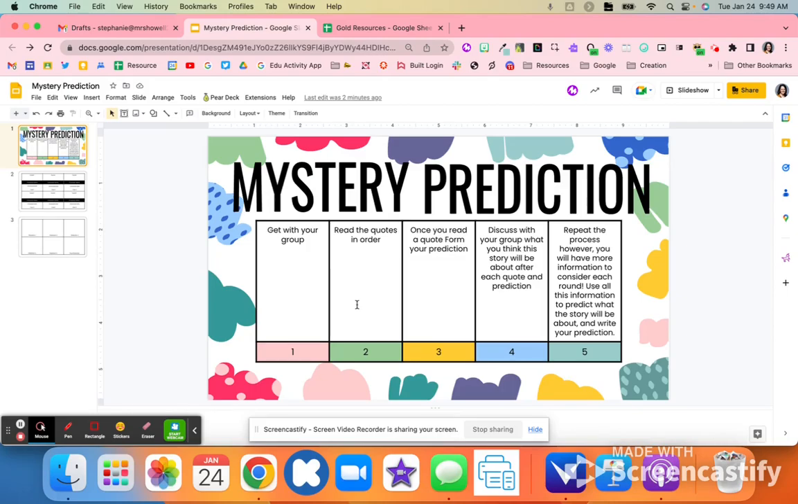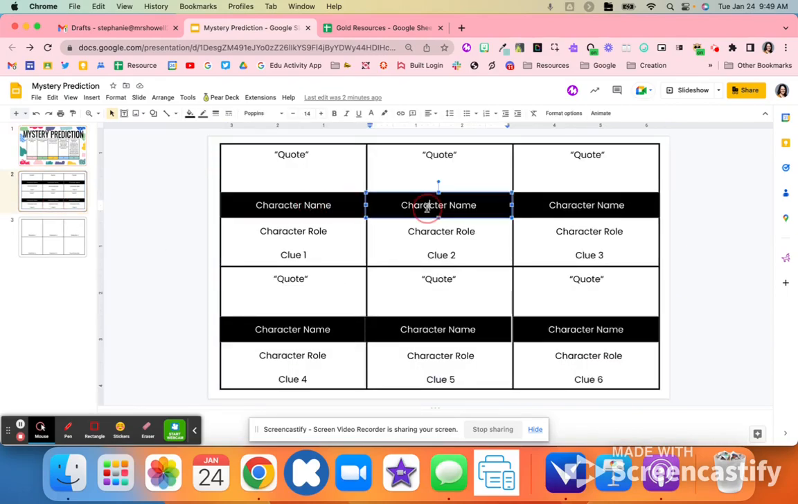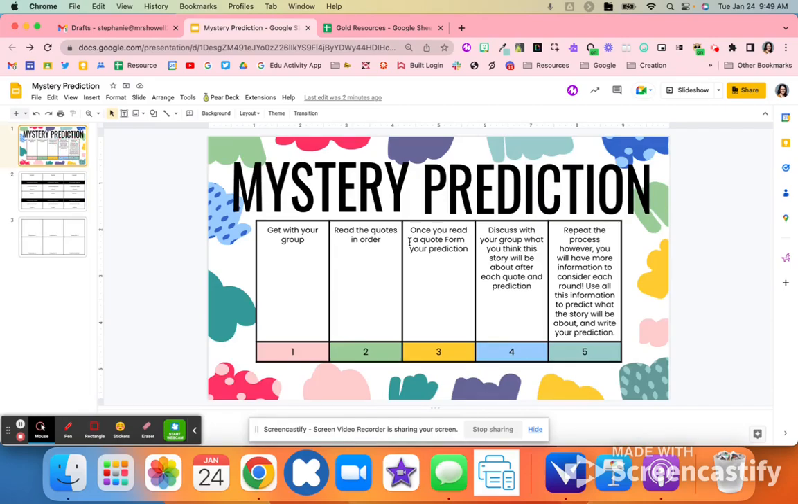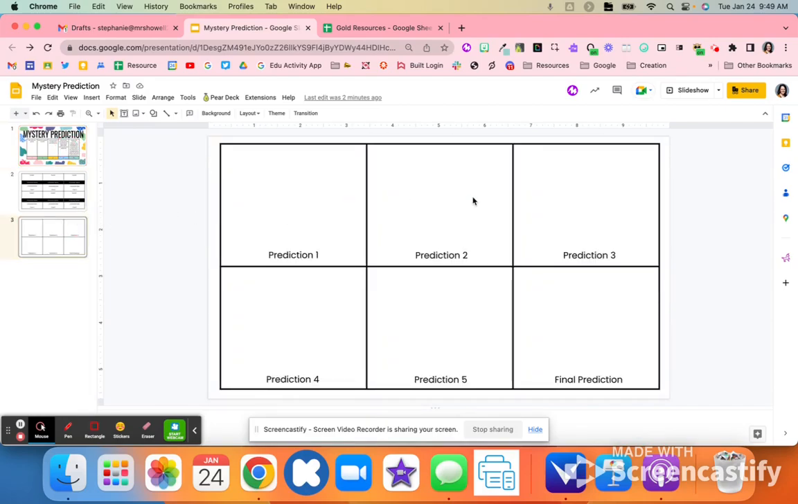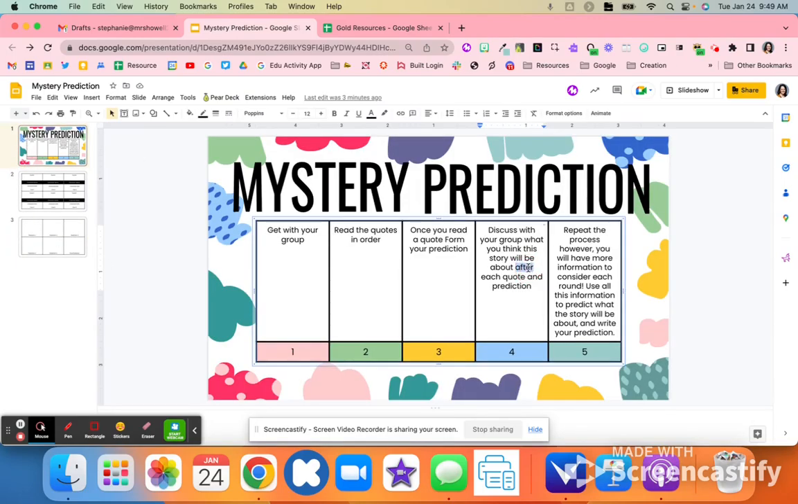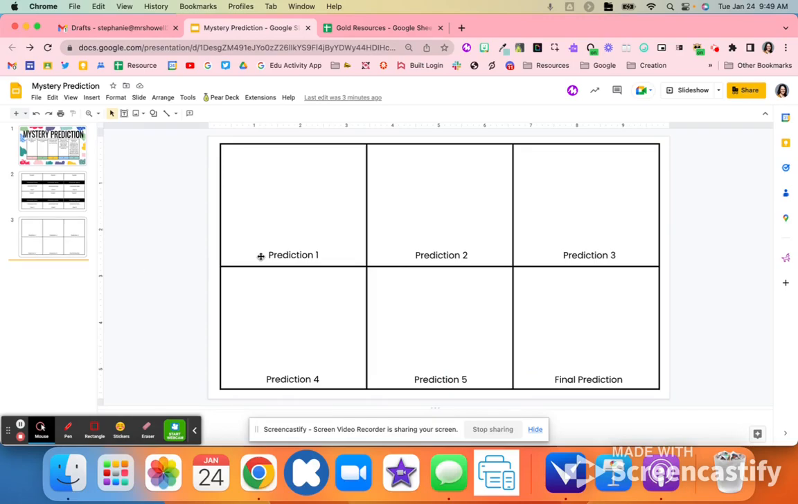Then what the students are going to do is read the quotes in order. So you might want to be very strategic about how you give the students these quotes. They're going to read the quote. Once they read the quote, they are going to form a prediction, and they're going to write their predictions in this box. You're going to do a think, pair, share with this, where the students write their prediction first, and then after they do that, they're going to discuss with their group what they think the story is going to be about after each of those quotes and predictions that they make. So then they're going to talk out loud. Again, think first, write it down, and then share with their group.